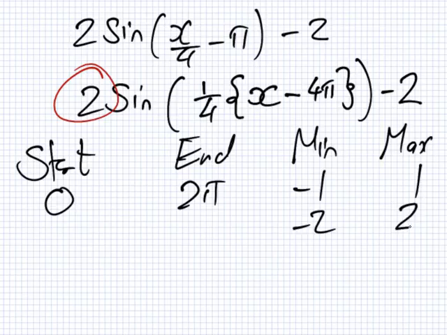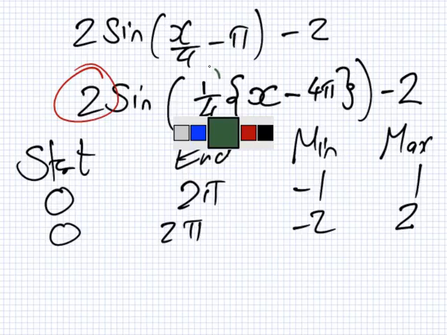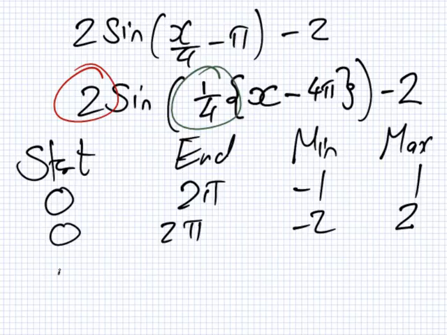Twice as big, vertically. What does the quarter do? Increase horizontally? How much? 4 times. So it would be 0 to 8 pi.